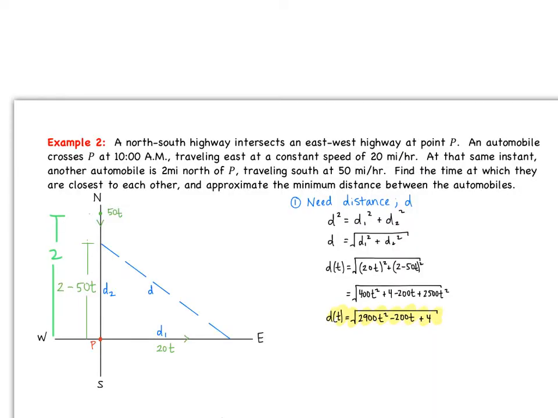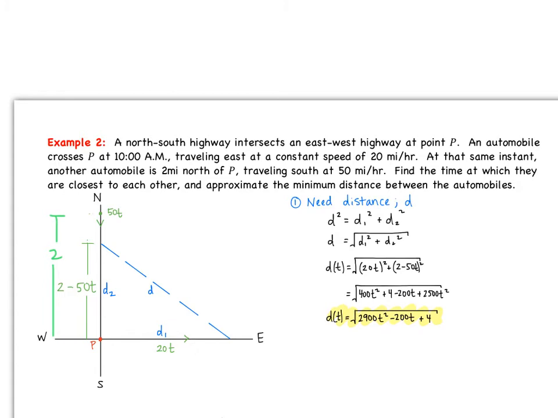Okay, let's look at this next example. A north-south highway intersects an east-west highway at point P. An automobile crosses P at 10 a.m., traveling east at a constant speed of 20 miles per hour. At that same instant, another automobile is 2 miles north of P, traveling south at 50 miles per hour. Find the time at which they are closest to each other and approximate the minimum distance between the automobiles.